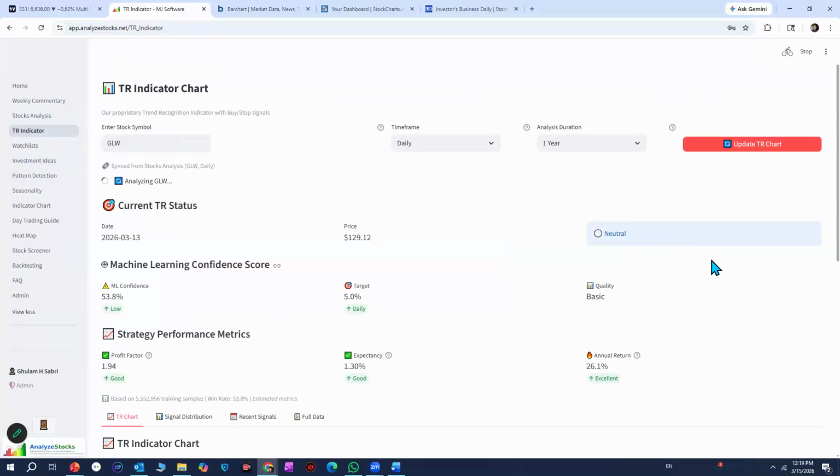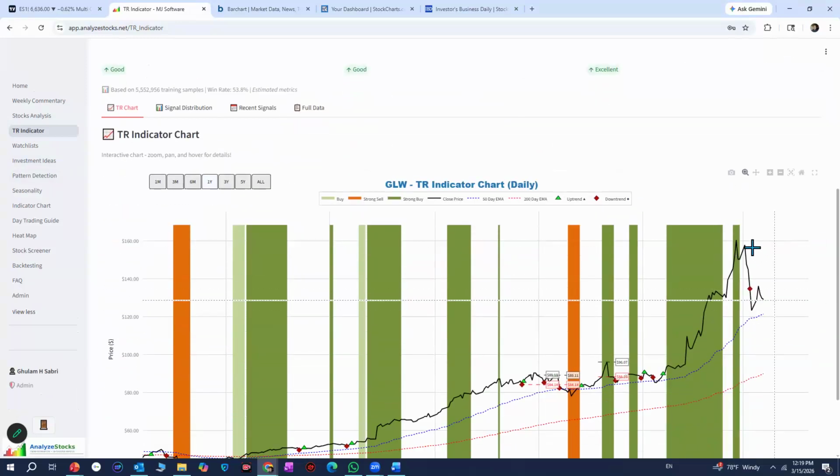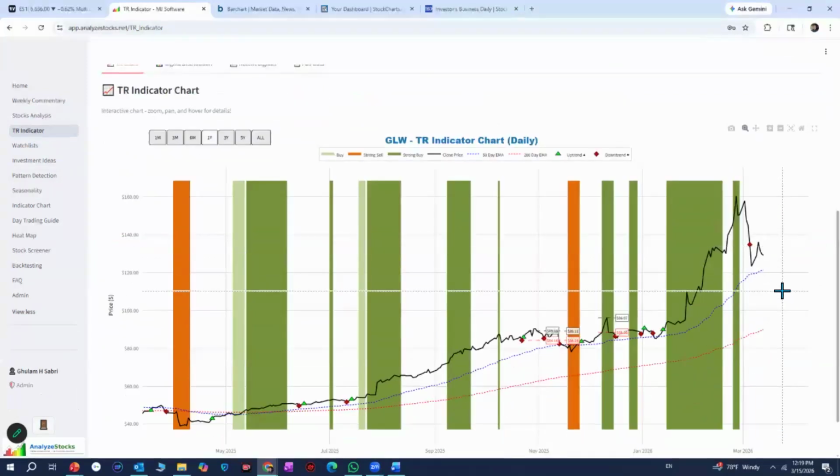So let it plot the latest TR indicator. You see now it has come out of this green zone. That's why it's a neutral zone. So what exactly was the question?